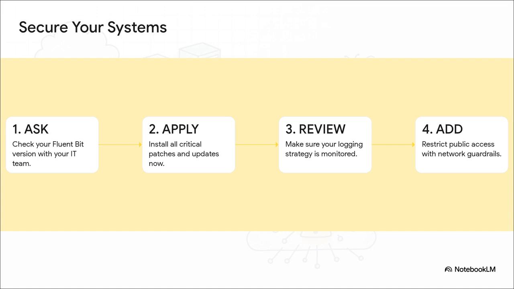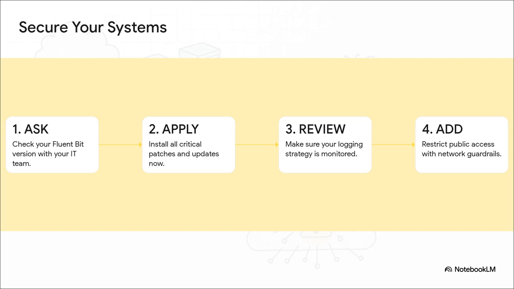Step 1, ask. Just ask your IT team if you're using one of the vulnerable versions of FluentBit. Simple, right? You can't fix a problem if you don't know you have it. Step 2, apply. Get all the available patches and updates installed immediately. The big cloud companies have already released the fixes, so this is the fastest way to slam that open door shut. Step 3, review. Take a hard look at your logging strategy. This whole thing proves that logging isn't just some boring background task. It's a critical security function that needs to be actively monitored.